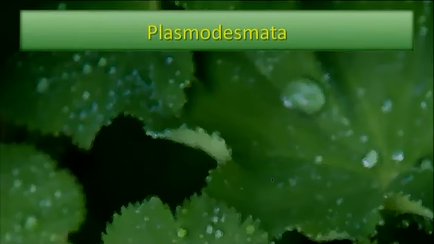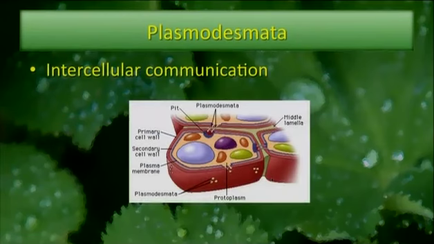So now we have the intercellular connection called plasmodesmata. What they do is allow fluids and dissolved substances to pass through. They're like tiny strands of cytoplasm that extend through small openings between cell walls of adjacent cells. They are involved in the movement of sugars, amino acids, and ions from one cell to another.